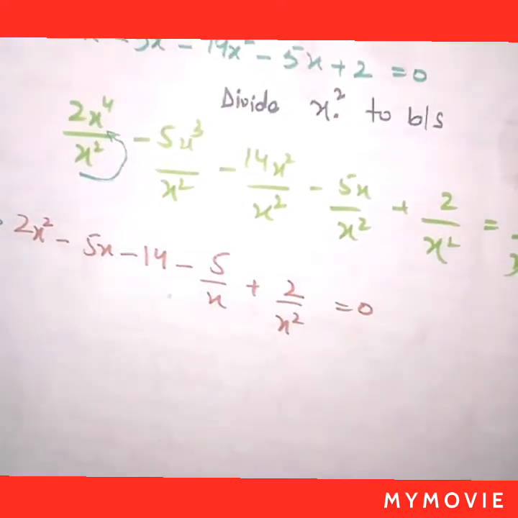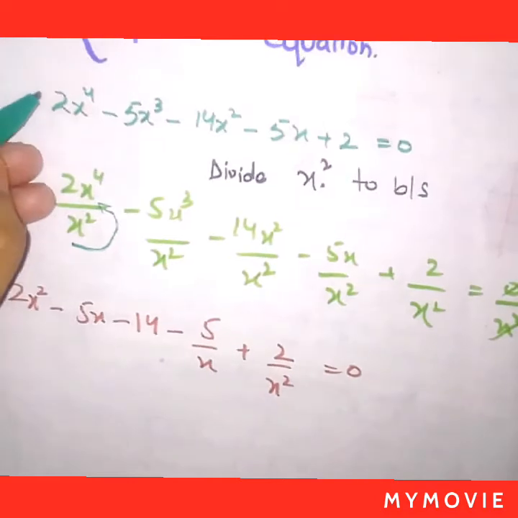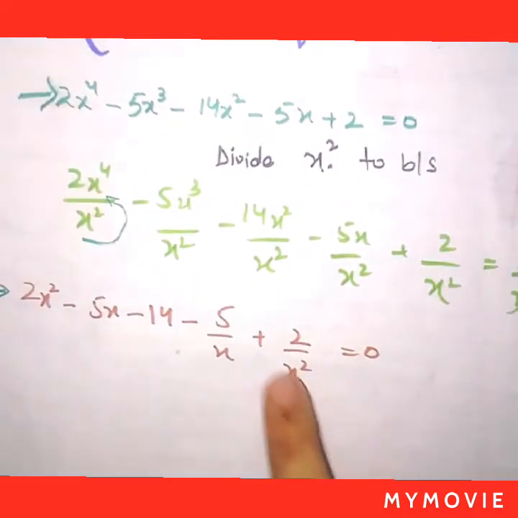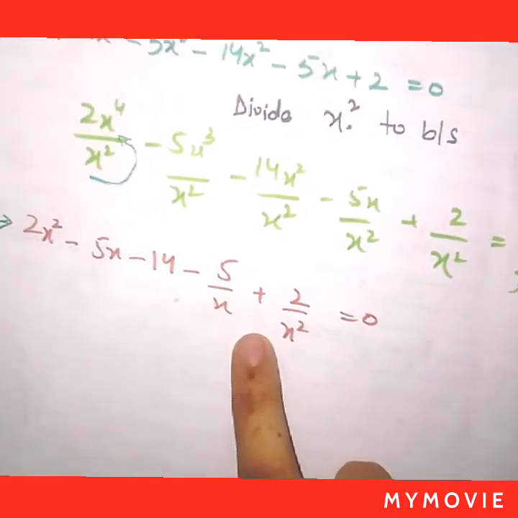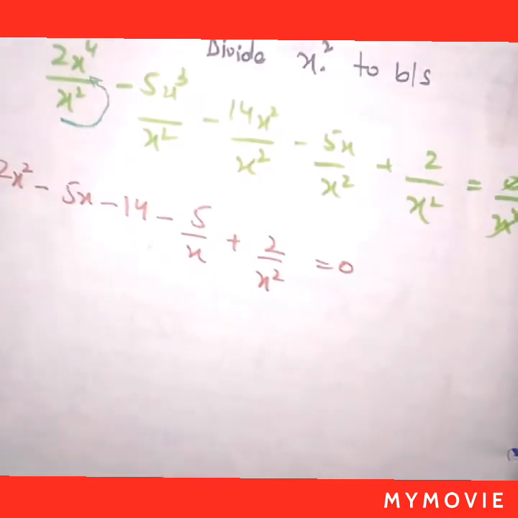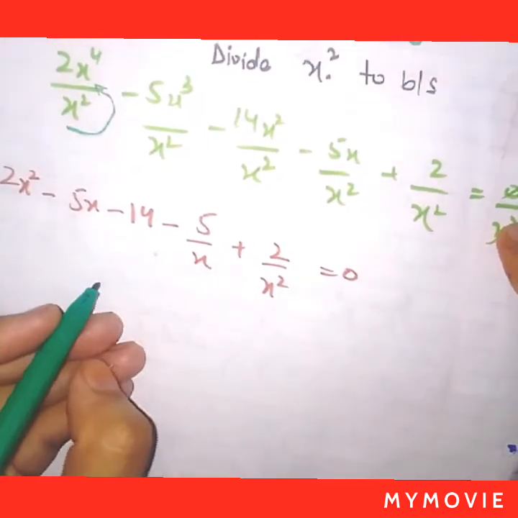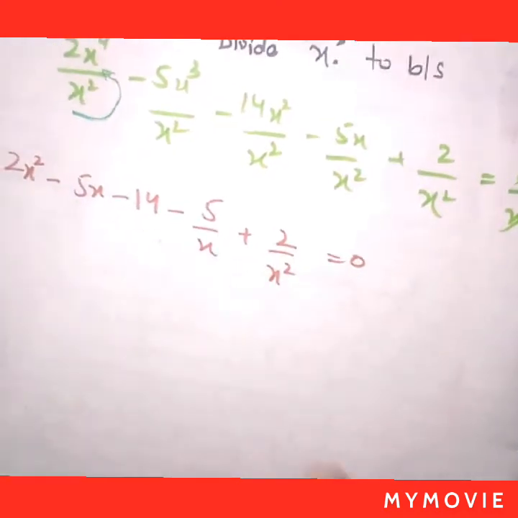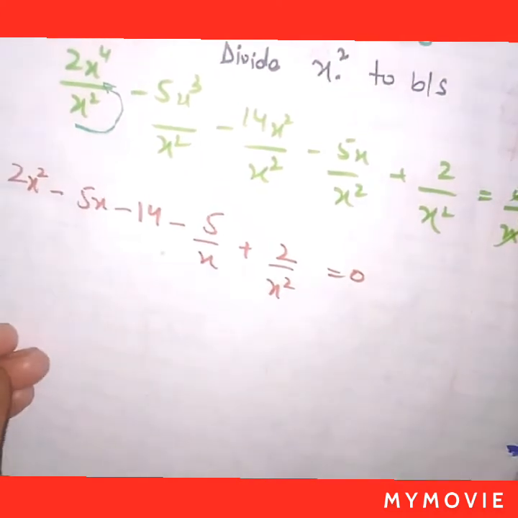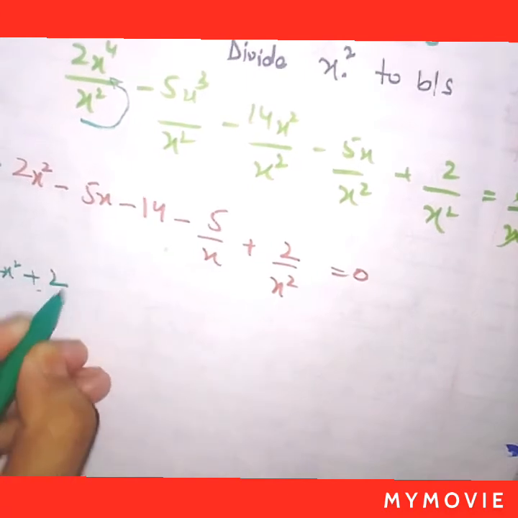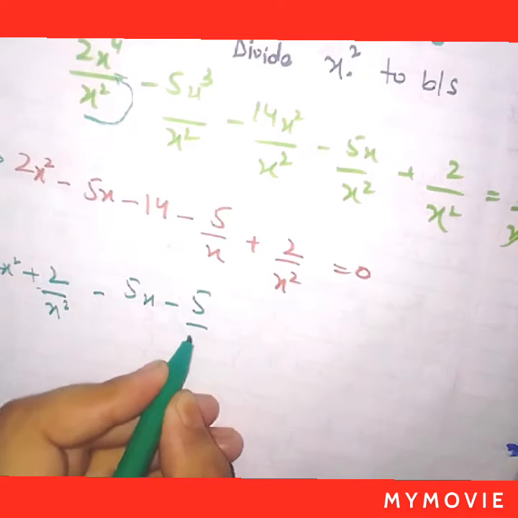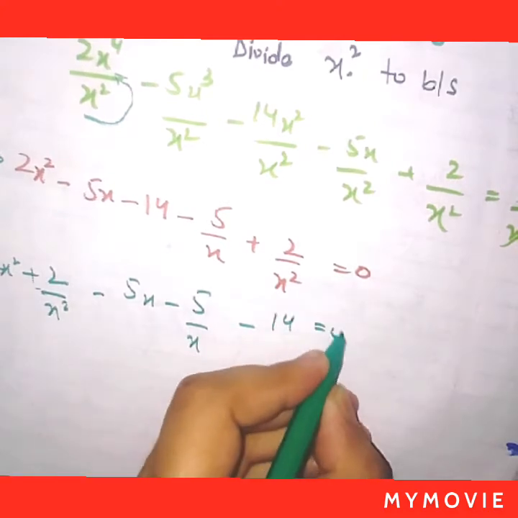This is called a reciprocal equation for the statement question. The statement is given as a reciprocal of equation. Now what do we have to do? We solve it by grouping the same power variables together: 2x square plus 2 by x square minus 5x minus 5 by x minus 14 is equal to 0.